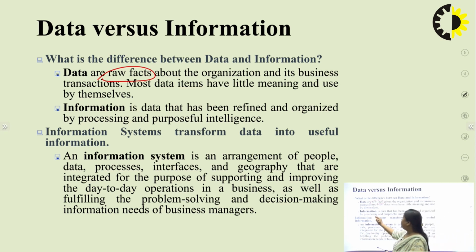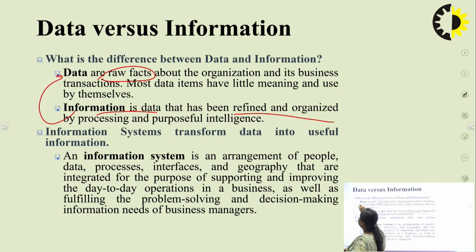And what is information? Information is the relevant data that has been refined after some processing has been done on the raw data. Then we get information that is refined and organized by processing and purposeful intelligence. So, information is relevant, meaningful and structured data that we got from the data. Some processing has been performed on that data, and then we get the information.